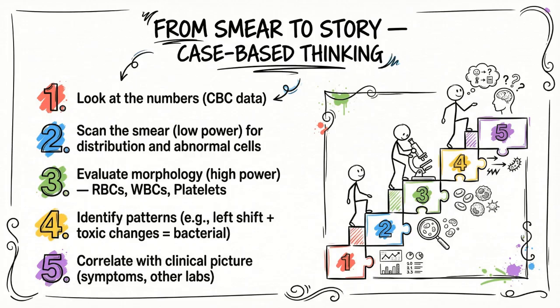Step 3. What morphologic changes are present in those cells? Toxic changes? Left shift? Reactive lymphocytes? Step 4. What pattern does this suggest? Bacterial? Viral? Allergic? Malignant? Step 5. Does it fit the clinical picture? This 5-step framework will serve you in every clinical scenario you encounter. It's not about memorizing every possible diagnosis, it's about asking the right questions in the right order. Let's try it with a case.